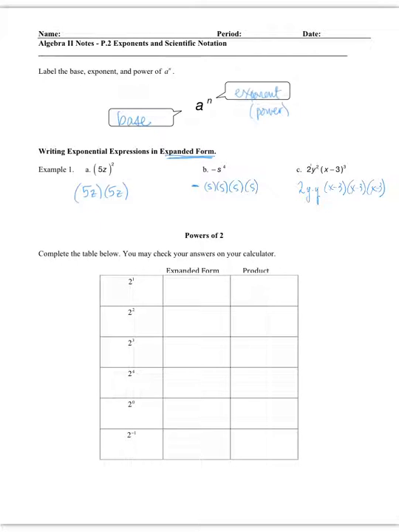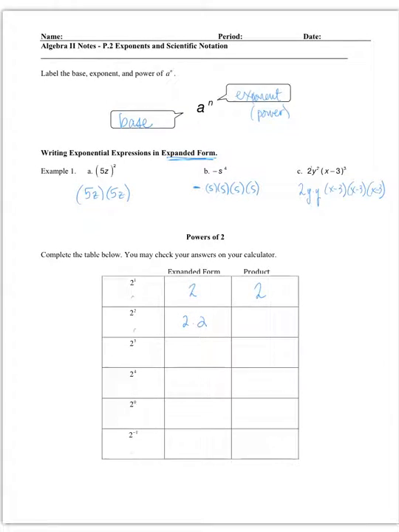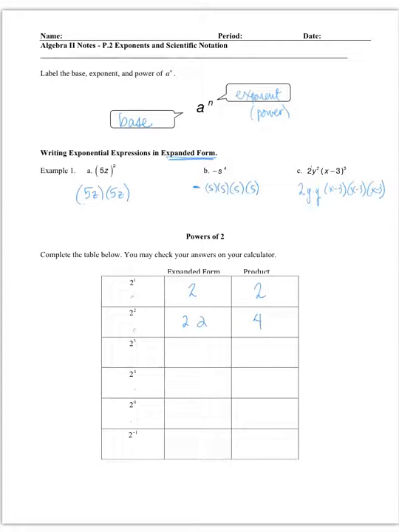So now I want you to take a moment to complete the table below. And then if you want to check your answers on your calculator, you can. But we want to first take each of these expressions and see if we can write it in expanded form. And then we want to actually perform the multiplication and get the product. So 2 to the first power means, well, we just have 2. So there's nothing to multiply. The result is 2. In the next example, we have 2 squared. So that's 2 times 2 in expanded form, and if we were actually to multiply those two together, we would get 4. Continuing along this process, 2 cubed would be 2 times 2 times 2. Hopefully you can get 8. Again, 2 to the fourth, 2 times 2 times 2 times 2. So that would be 16.